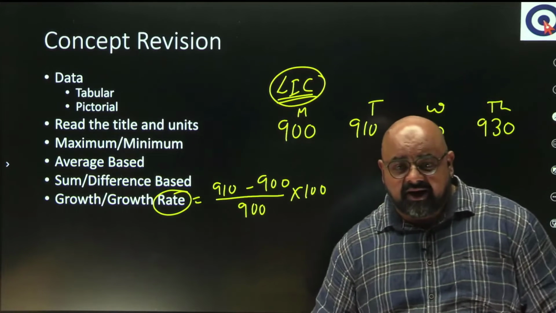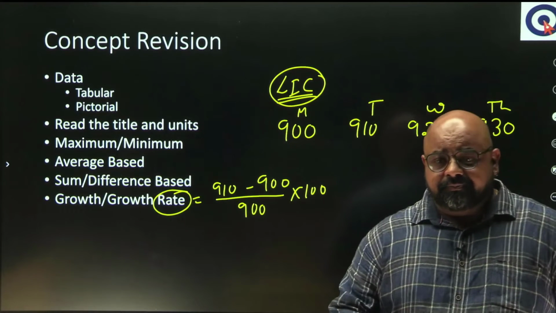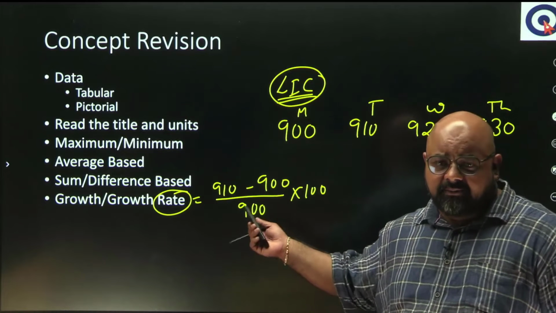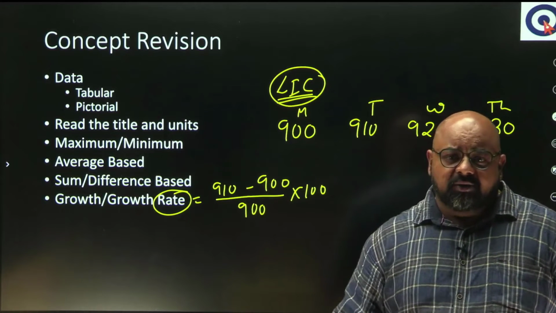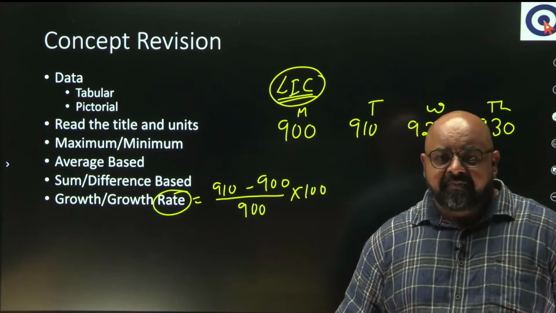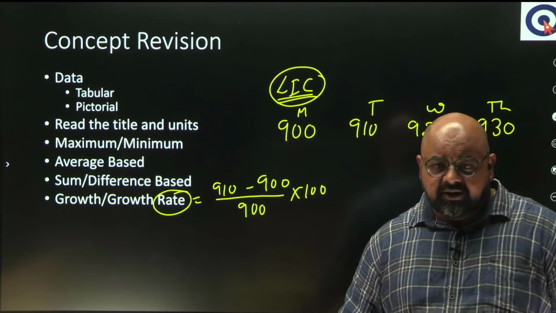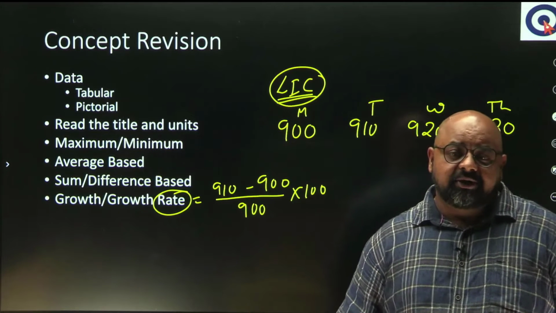Percent means per 100, so this is a unitary method you can use to calculate a percentage. Given value upon total value into 100 is basically how you calculate a percentage.